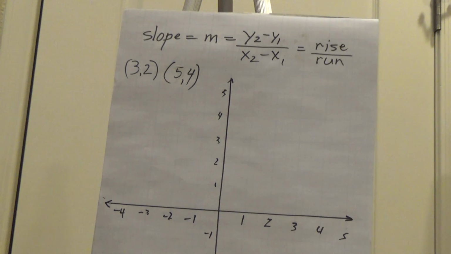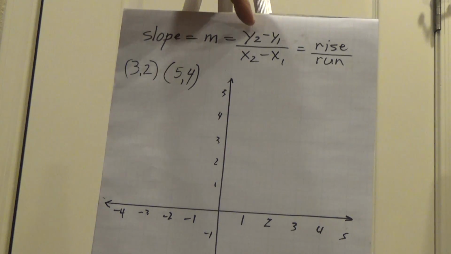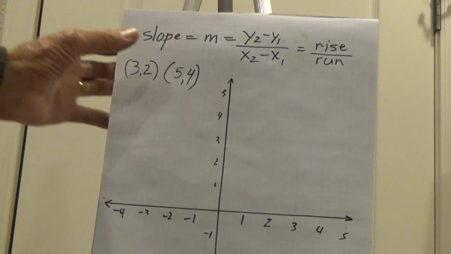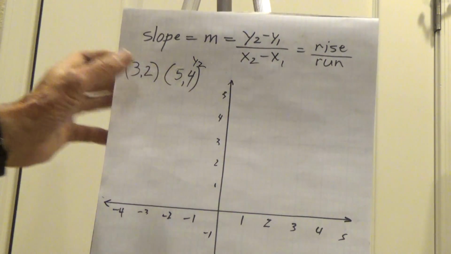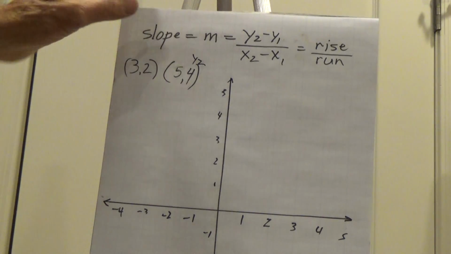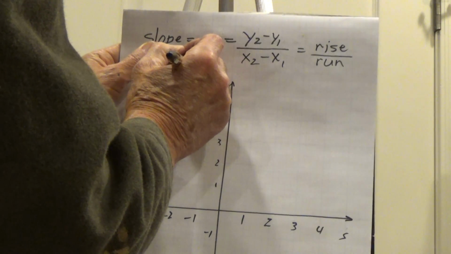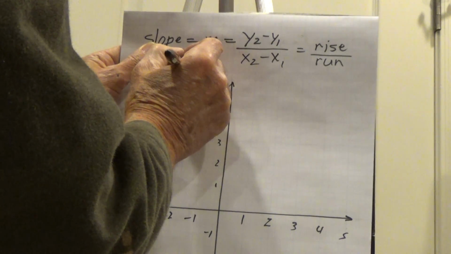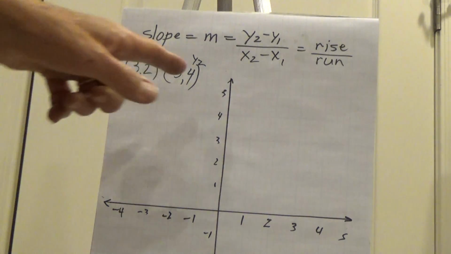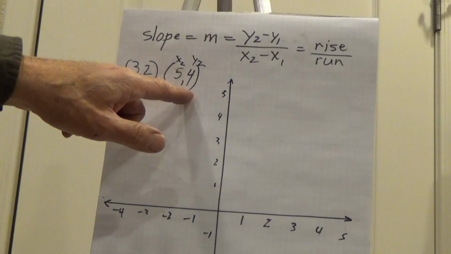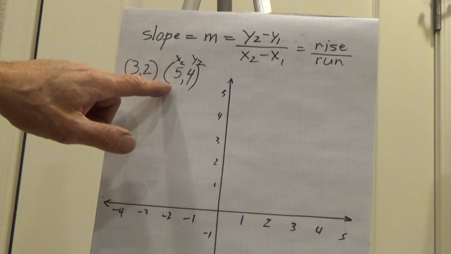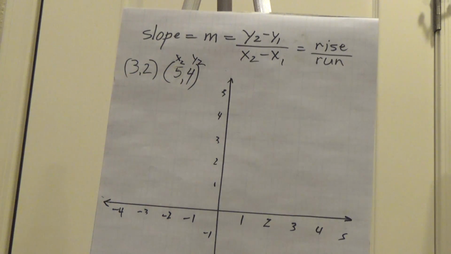What does matter though is if I label this as y sub 2, that means that corresponding to that must be x sub 2. Now I didn't have to use this as sub 2, I could have used this as sub 2. But what matters is if this is y sub 2, then this is x sub 2. You can't just turn things around.